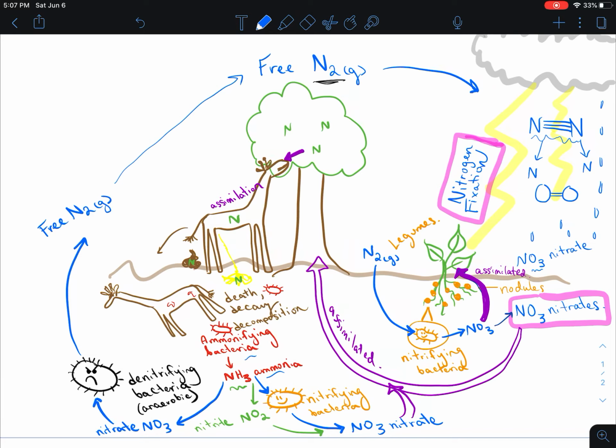This is more important. So that denitrifying bacteria will turn it back into free nitrogen. Okay, so if you know those big points, what types of bacteria are doing what, you should be well set for the nitrogen cycle.